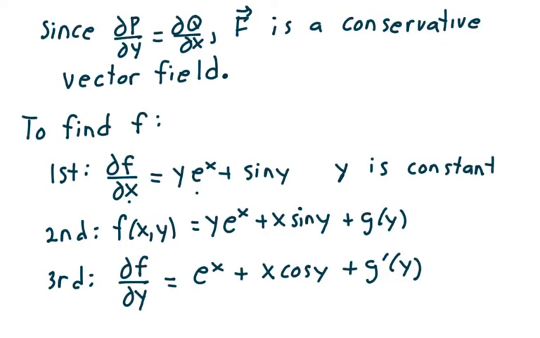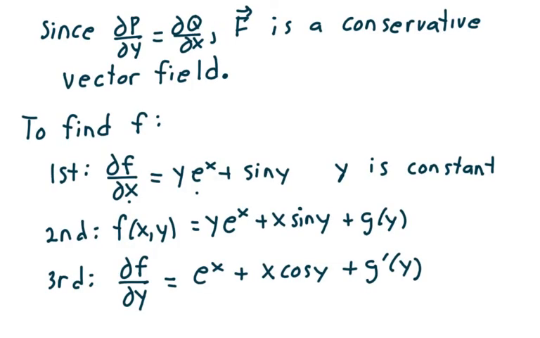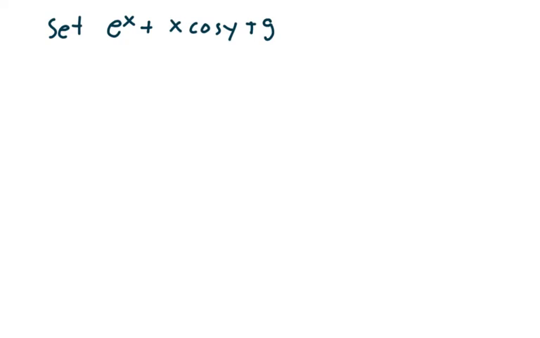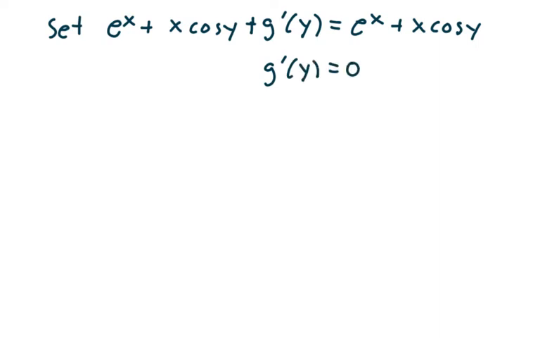let's go back, e to the x plus x cosine y plus g prime of y. I'm going to set that equal to e to the x plus x cosine y. That says g prime of y equals 0. And a common question is, is that always going to be true, that g prime of y is 0? The answer is no. It just happens the problems that have been selected so far have resulted in that. And so g of y equals k.